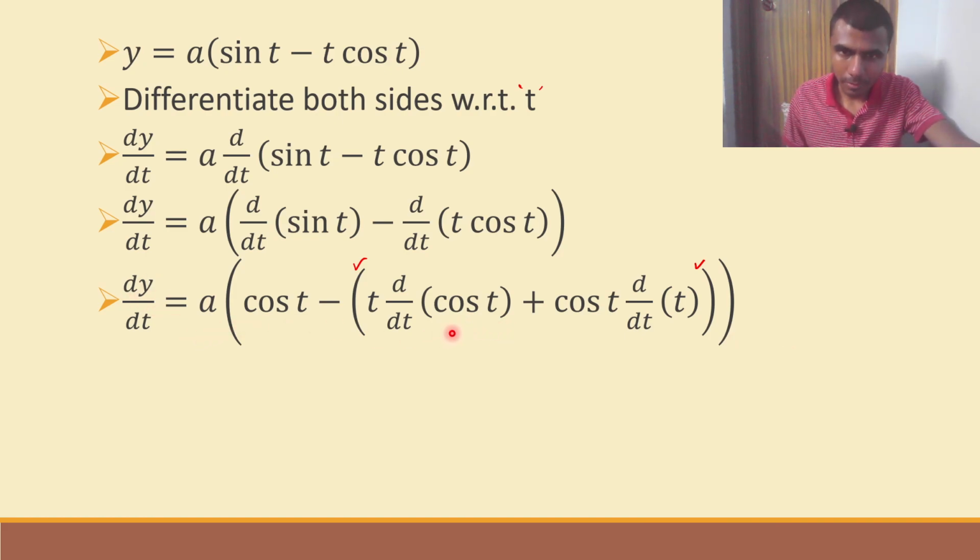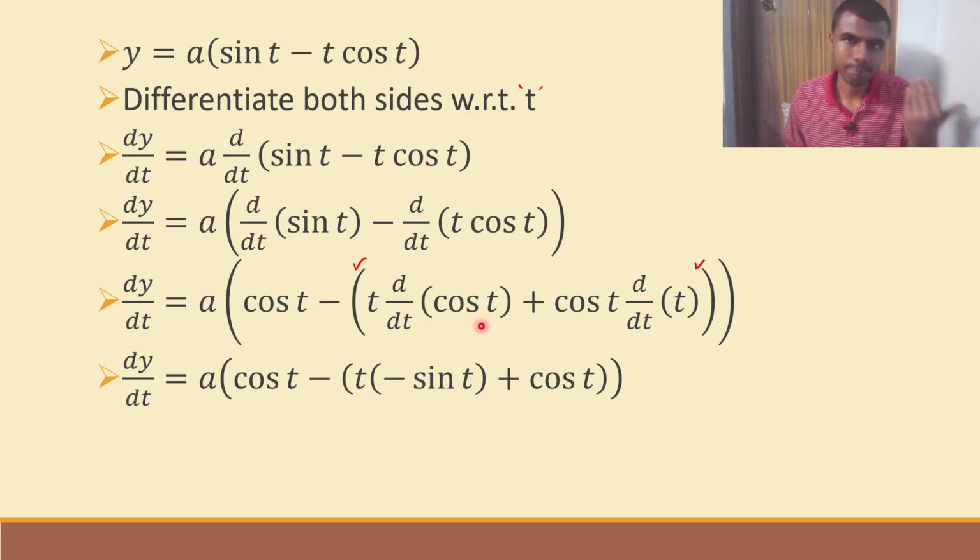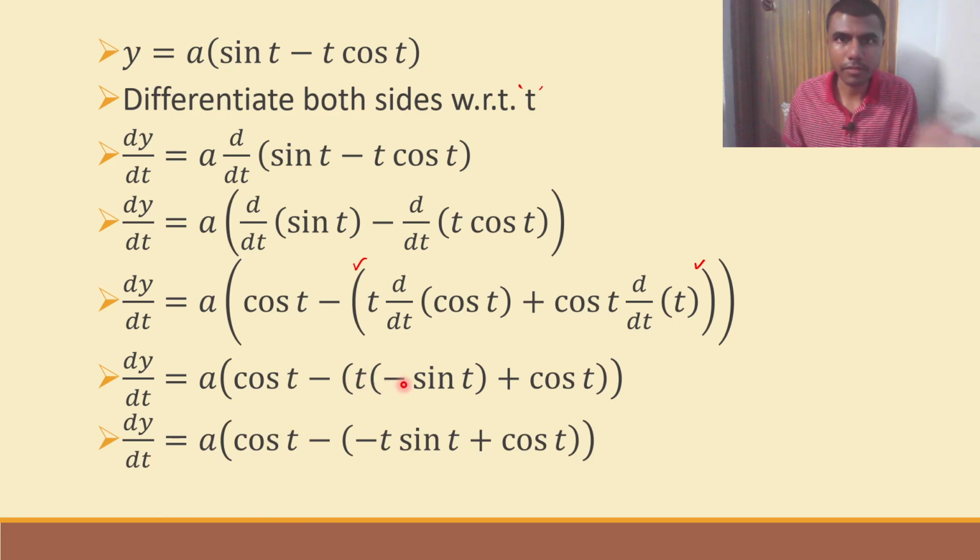Now the derivative of cos t is nothing but minus sin t. So t into minus sin t plus cos t. Again, the derivative of t is 1, so cos t into 1 is cos t. So I have cos t here. Now here you see this t into minus sin t.